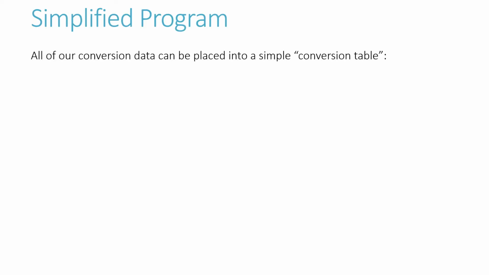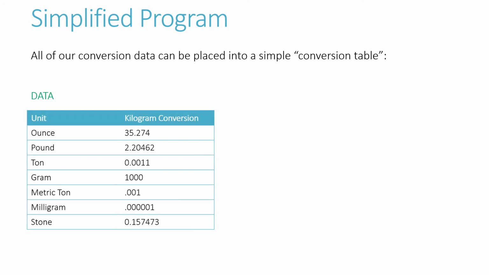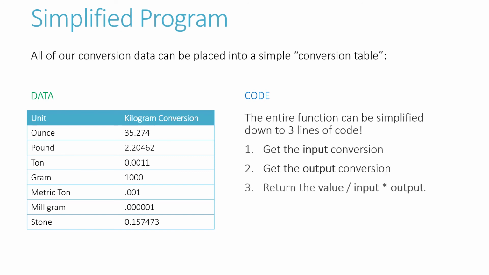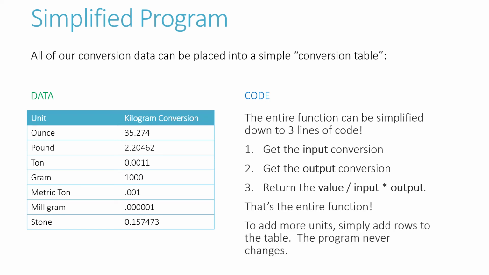So now that we have our hub defined and we've come up with our conversion factors, all we have to do is place these into a simple table. This is what makes it extensible. The function really comes down to 3 simple steps. Get the input, get the output, and do the formula. The benefit of this is the program never changes. If you want to add more conversions, you add rows to a table.